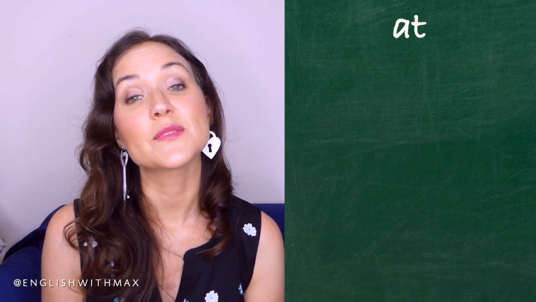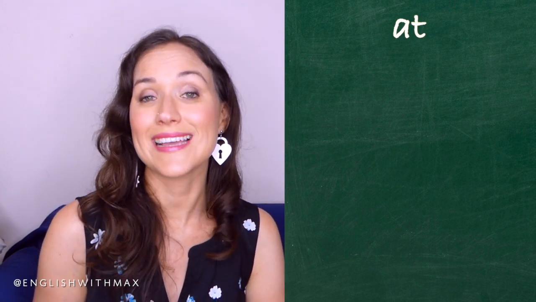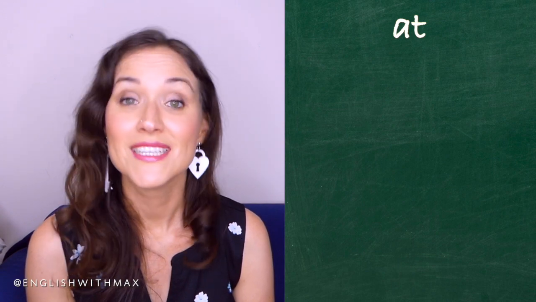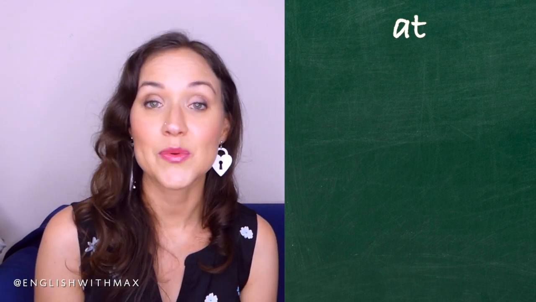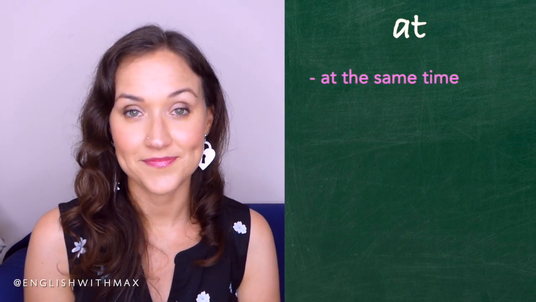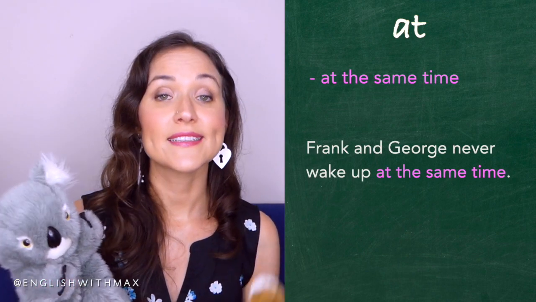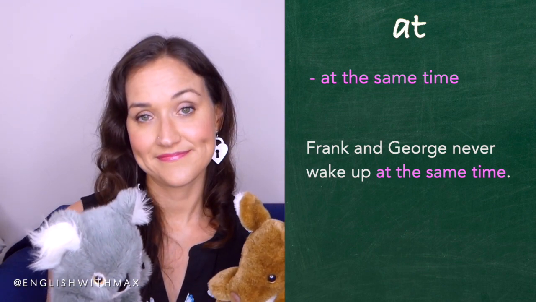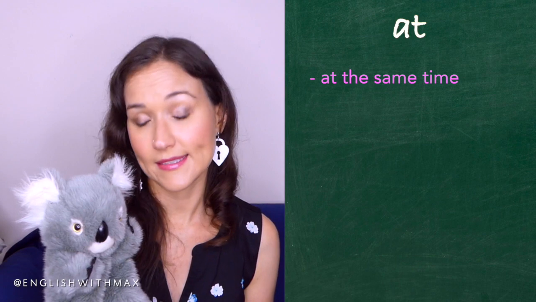There are also a few expressions that we always use with at, and you just have to know them. For example, if two things happen concurrently, we say at the same time. Frank and George never wake up at the same time. Frank always sleeps in.